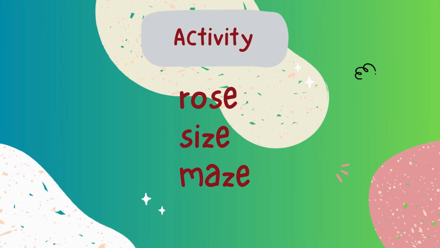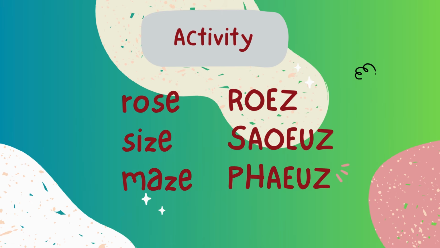You write the outlines in the comment section below, and we will reveal the answer in 3, 2, 1. Okay, so you comment down below your answers and we'll check if you got the correct answer. Challenge yourself. There you have it. So rose, size, and maze. I know you got the correct answer. You have already mastered the StenEd Real-Time Theory alphabets.